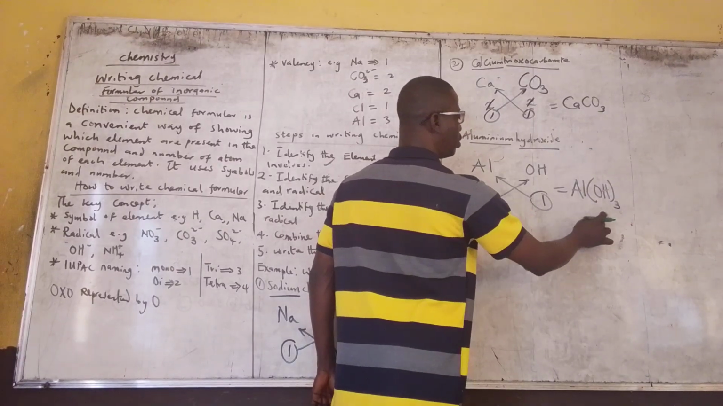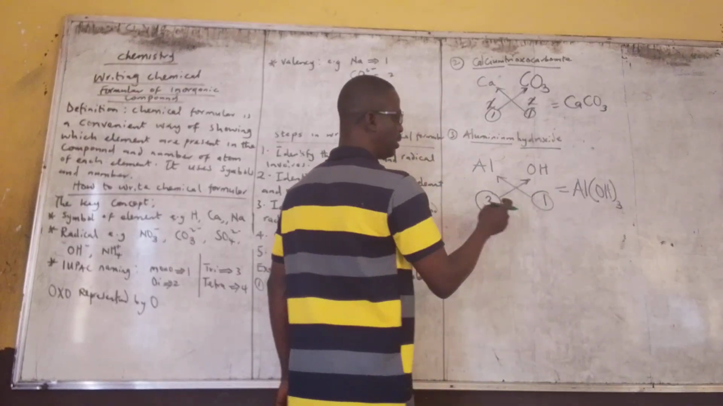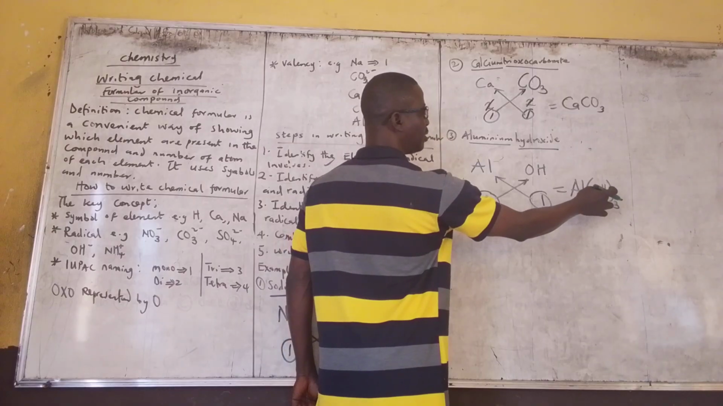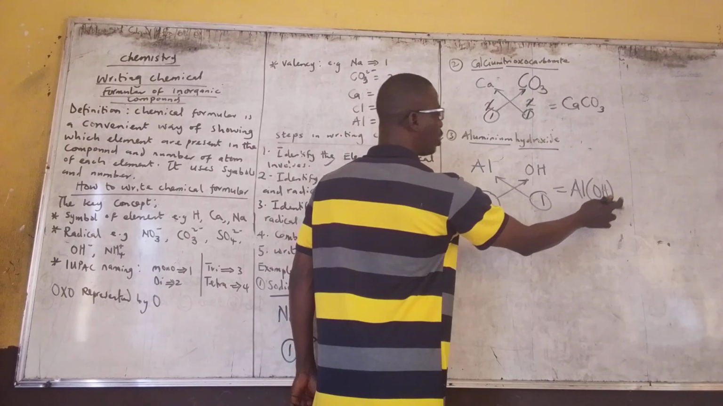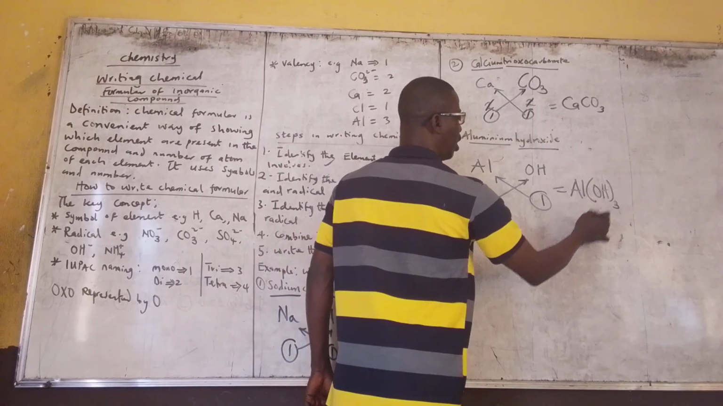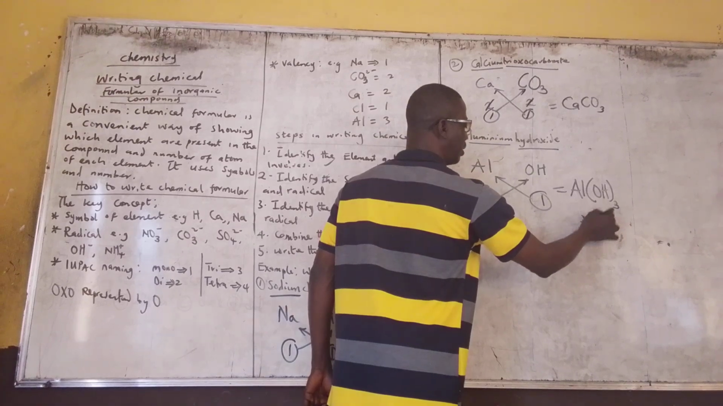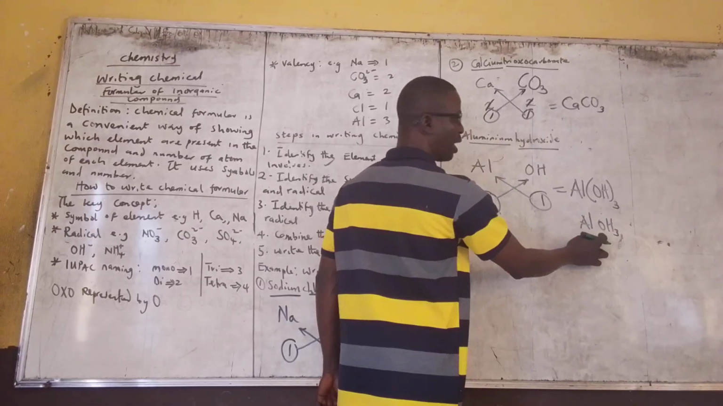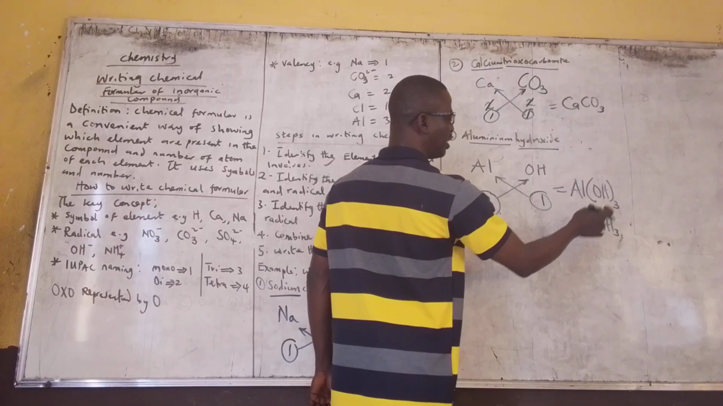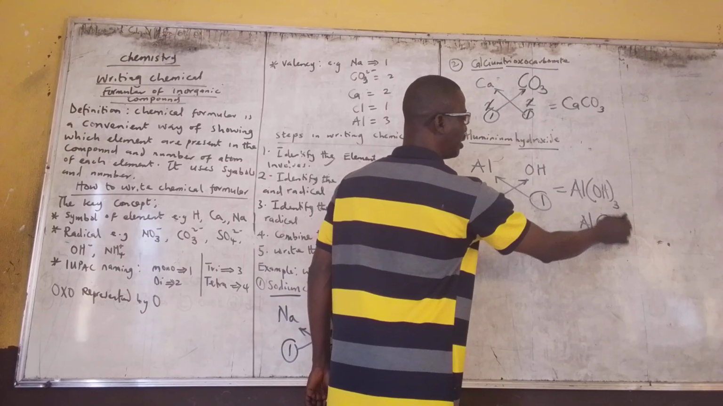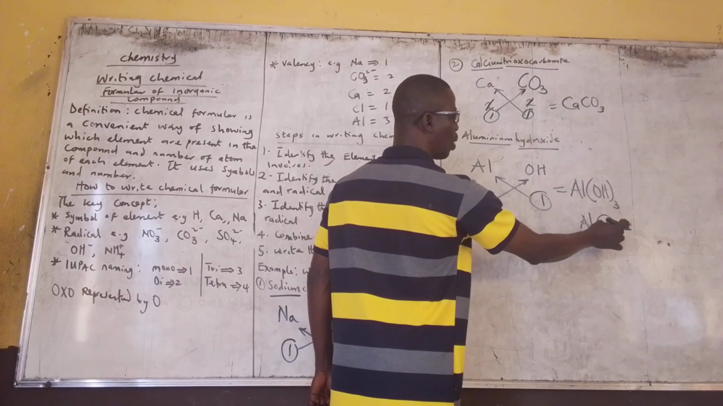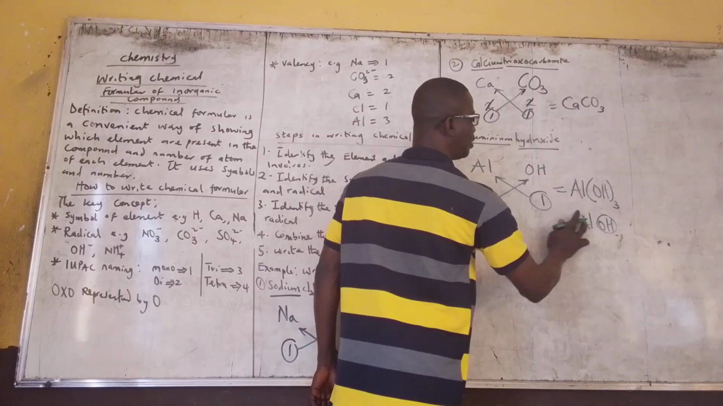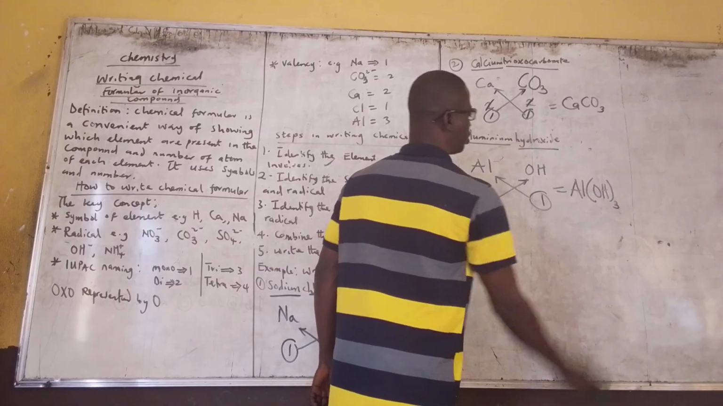Bracket 3. You need to open the bracket because the 3 must affect the OH, not only the O. I discover many students used to write it this way. It is wrong because this is a radical. So they are standing as one. So the 3 must affect the whole OH.